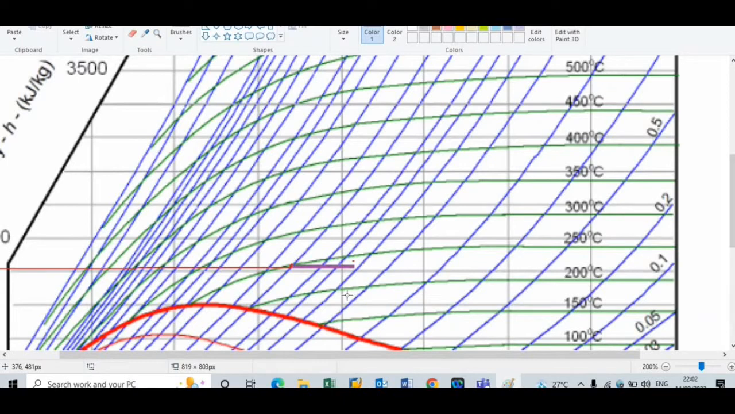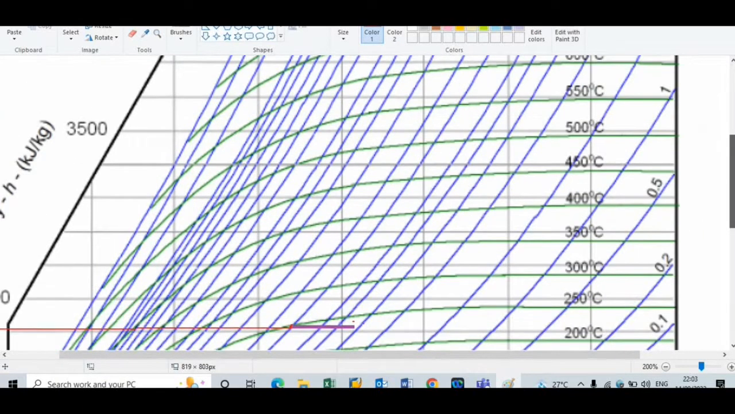Now we will select the point, that is enthalpy for H1 dash, which will be the same, 2930, the same as point 1. Now we will find out the point after the isentropic expansion process takes place. For this isentropic expansion, entropy will remain the same and the final pressure is 1.5 bar.